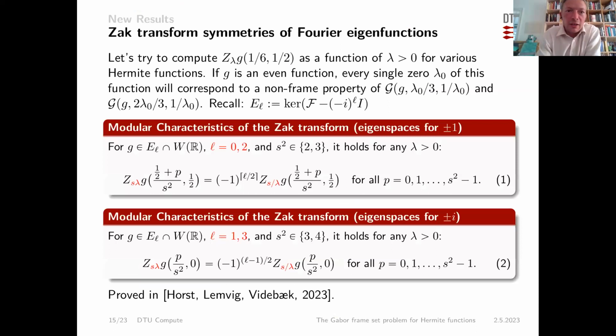So you can actually show the following, what I call modular characteristics. It depends only on the eigenvalue of the Fourier transform. Remember, E_L were the 4 different eigenspaces associated to the Fourier transform. If L is equal to 0 or 2, I have the following modular characteristics: the SAC transform evaluated at S, lambda can be expressed as S divided by lambda. S here is a number whose square is either 2 or 3, so it holds in either of these 2 cases.